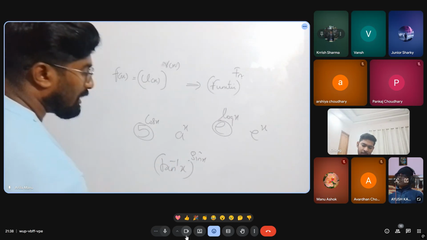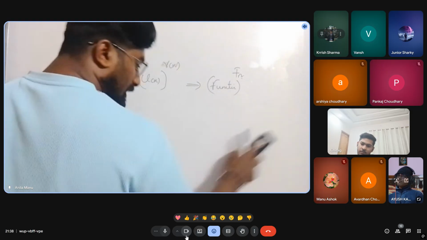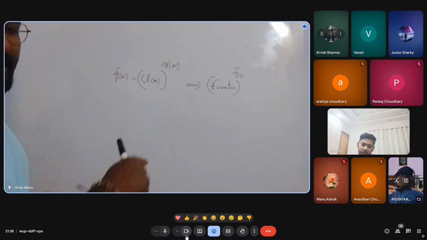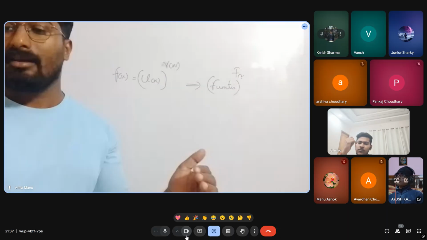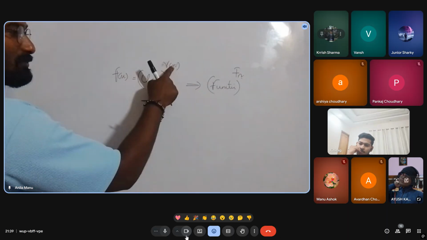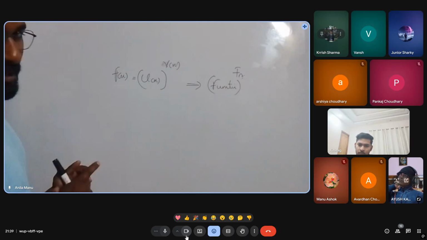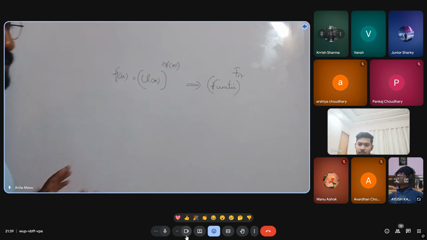Understand that in the given function, in this type, the base and exponent are both functions. So you can use logarithmic differentiation there. So how to solve these kinds of problems?